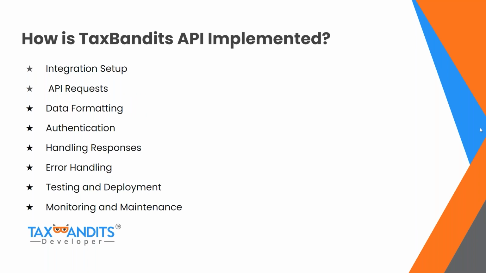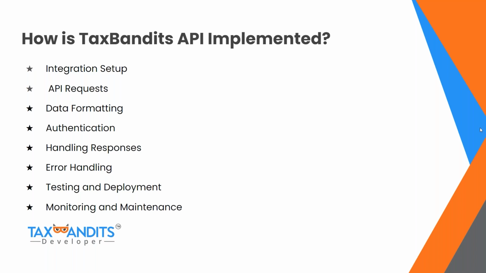TaxBandits API can be implemented in your application or system using standard HTTP request and JSON data format. Here's an overview of how it would work. You would begin your integration setup by obtaining your API credentials from TaxBandits, including an API key or token. This key will authenticate your request to the TaxBandits API.